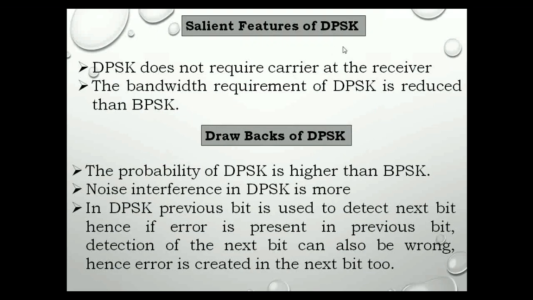it will be deciding in favor of binary 0. The advantages of DPSK system are it does not require carrier at the receiver and the bandwidth requirement of DPSK is reduced compared to BPSK. Whereas the disadvantages of DPSK are the probability of error in DPSK is higher than BPSK and the noise interference in DPSK is more. In DPSK, the previous bit is used to detect the next bit, and hence if error is present in the previous bit, detection of the next bit can also be wrong and hence the error is created in the next bit too. Or we can say DPSK ends up in error propagation.